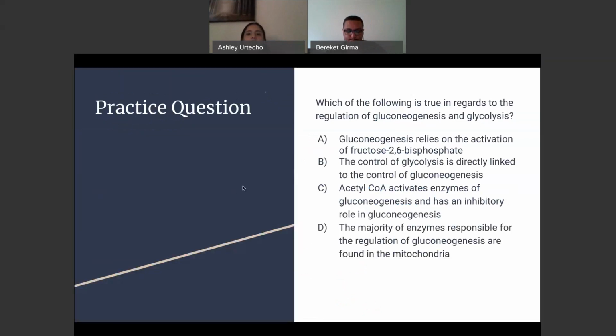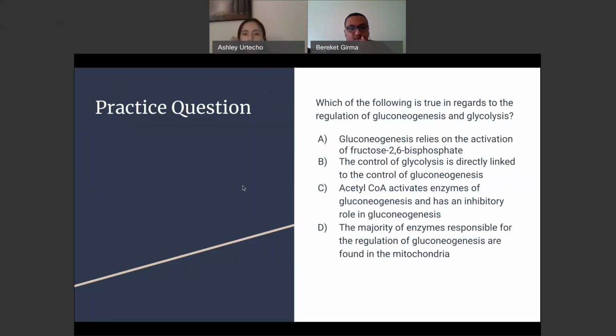So now we have some practice questions. Which of the following is true in regards to the regulation of gluconeogenesis and glycolysis? I'm thinking of A or C.